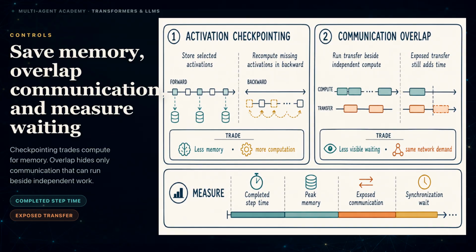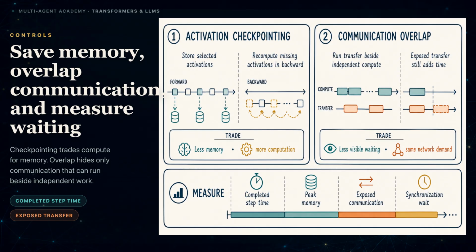Two additional controls help when activation memory or communication limits the training step. Activation checkpointing stores only selected intermediate results from the forward pass. During backward computation, the system recomputes missing activations when needed. This trades additional computation for lower memory use and may allow a larger model, sequence, or batch to fit.